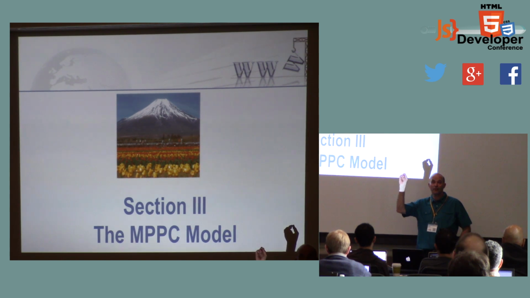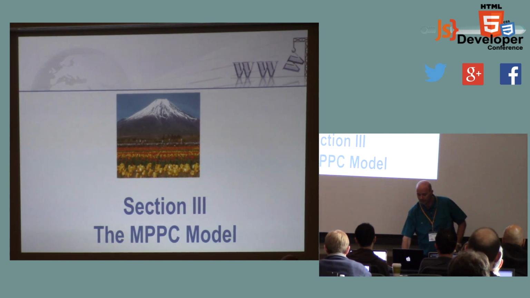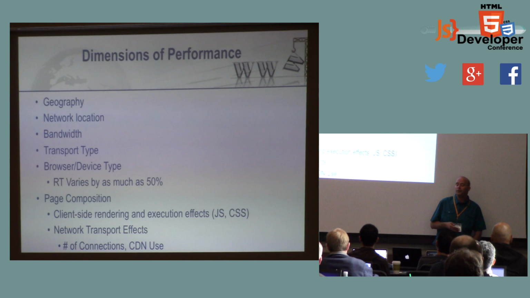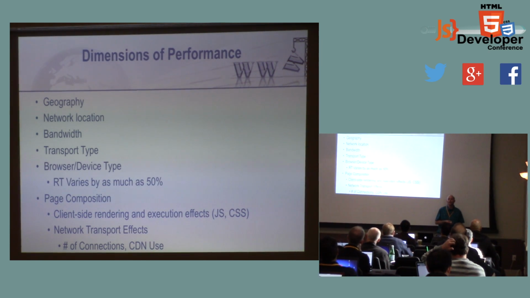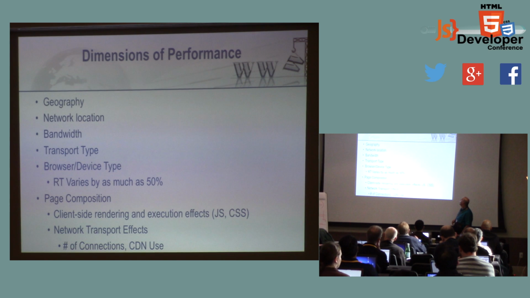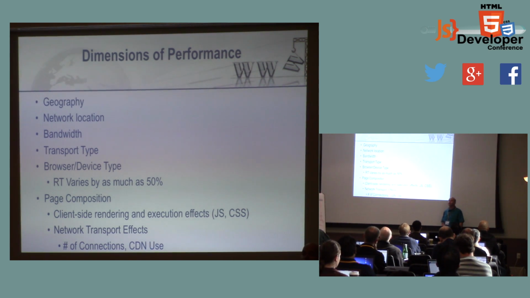Mount Fuji again, approaching summer, flowers are in bloom. The MPPC model, multiple parallel persistent connections. We'll get to that part. So what affects the response time? When I go to load Google, what factors affect this?